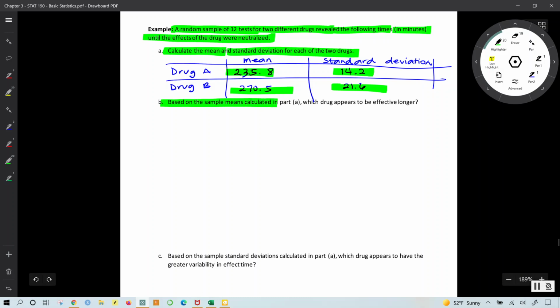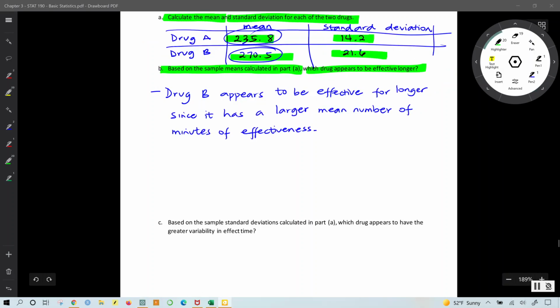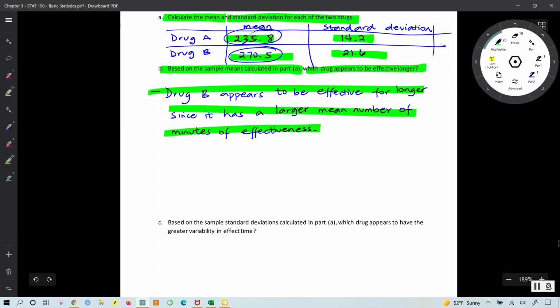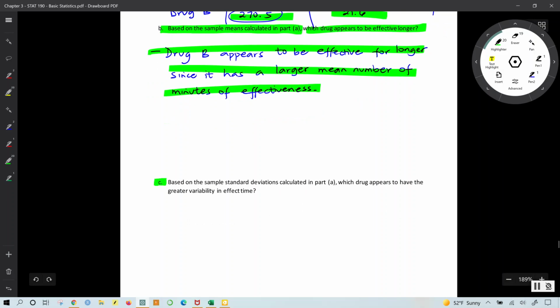So, question B. Based on the sample means calculated in part A, which drug appears to be effective for longer? Well, considering the typical or mean values here, we can say that drug B appears to be effective longer because it has a larger mean number of minutes of effectiveness. What I just said is what I have just written down here for you. Now we proceed to question C.